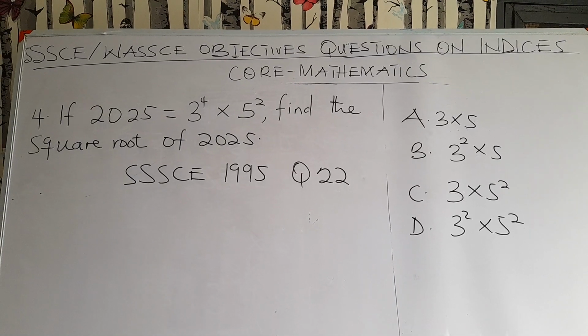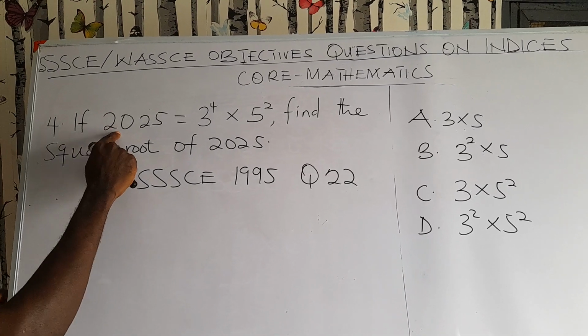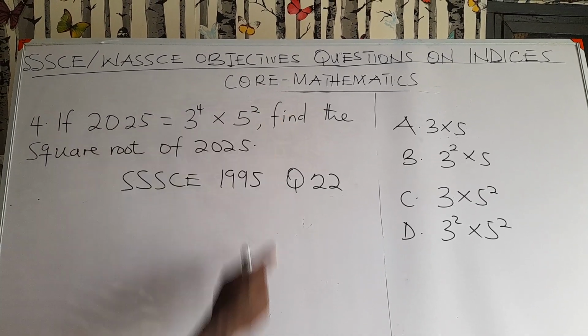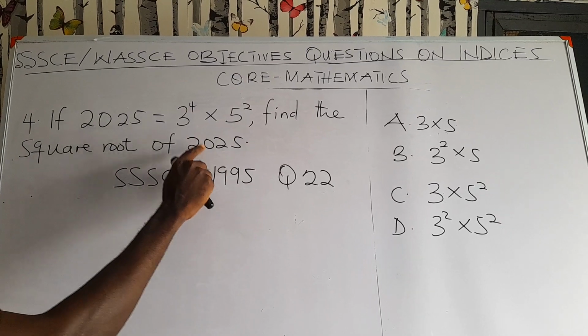Okay, the fourth question. They say if 2025 is equal to 3 exponent 4 times 5 exponent 2, we should find the square root of 2025.